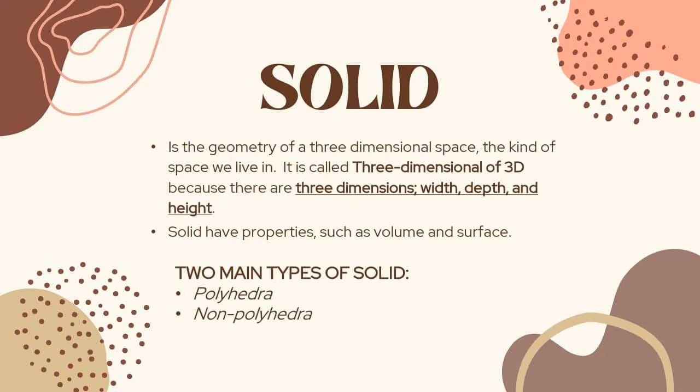So, solid. What is solid? Solid is the geometry of three-dimensional space, the kind of space we live in. It is called three-dimensional or 3D because there are three dimensions, which are called width, depth, and height. Solids have properties such as volume and surface area. An example of volume is to think of how much water it could hold, and for surface area, think of the area you would have to paint.